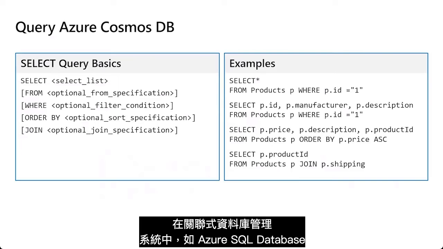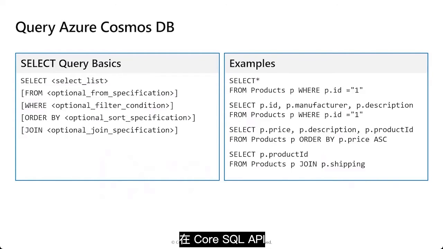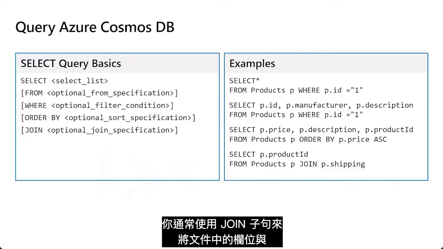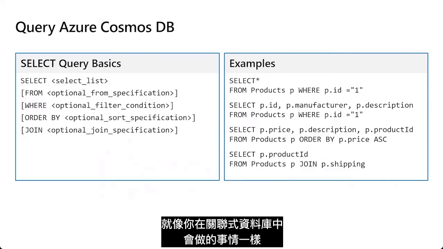In a relational database management system like Azure SQL Database, the join clause is used to connect data from different tables together. In the Core SQL API, you typically use the join clause to connect fields in the document with fields in a sub-document that is part of the same document. You can't perform join operations or queries across different documents like you would with the tables in a relational database.